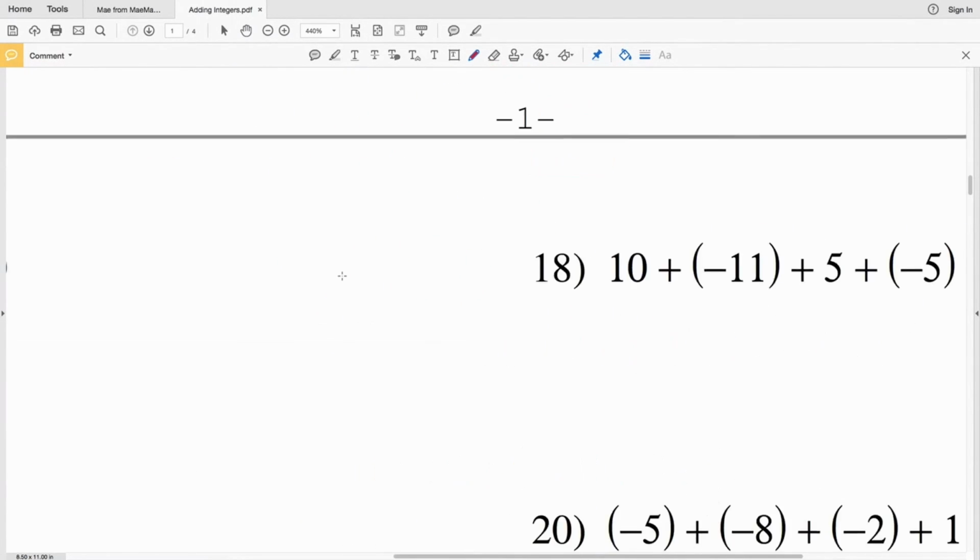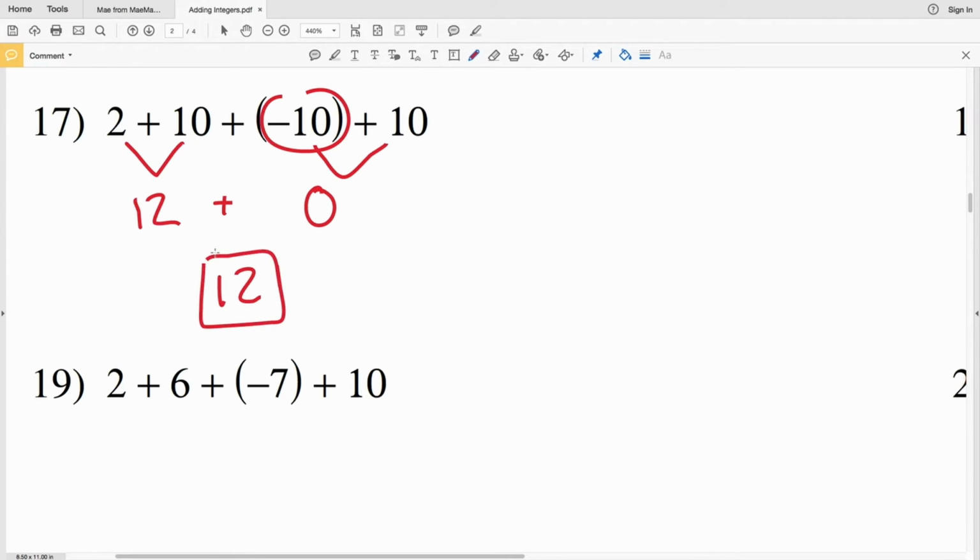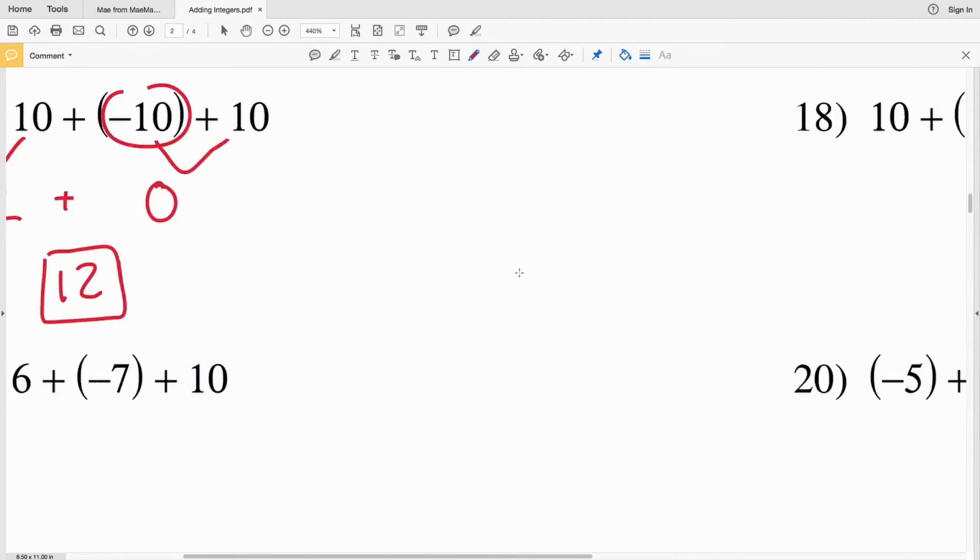Moving on to the second page. For 17, we have 2 plus 10, so let's go ahead and do that to get 12. And let's go ahead and add negative 10 to a positive 10. Think about this. Right now on the number line, we're at 10 to the left for this quantity, but we're moving 10 to the right, so that's going to put us at 0. So 12 plus 0 is 12 for number 17.